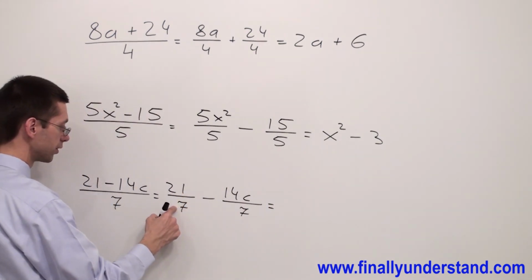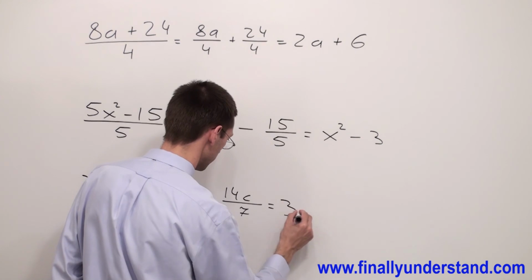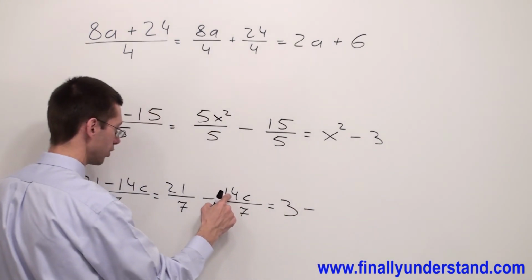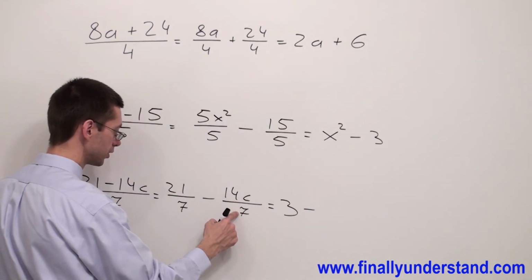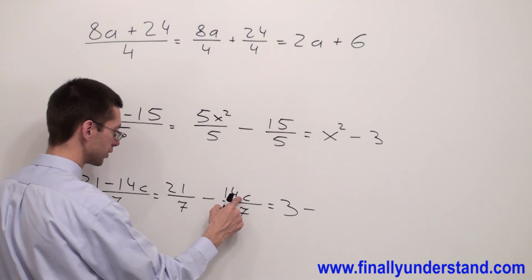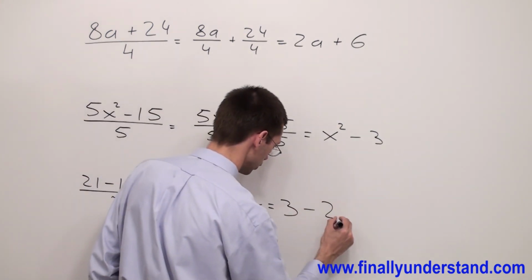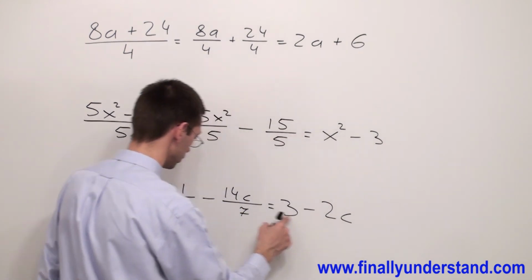21 divided by 7 is 3, minus 14 divided by 7 is 2. 2 times c gives me 2c. This is the solution to my third problem.